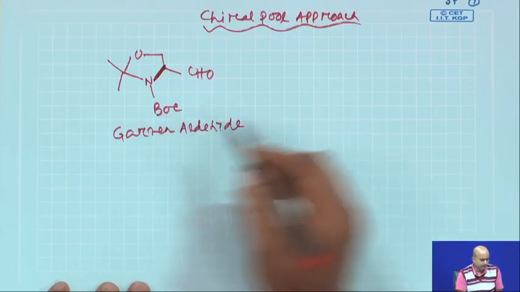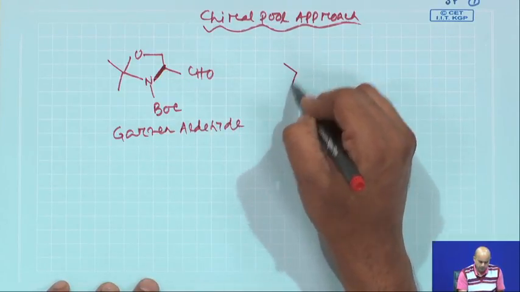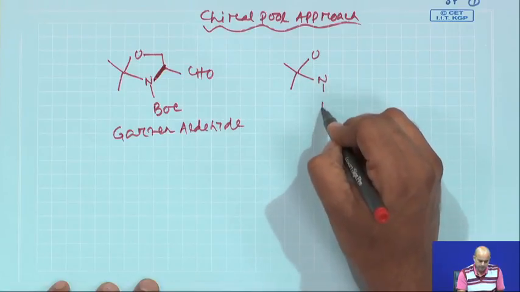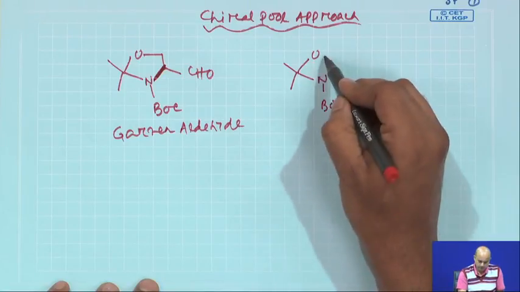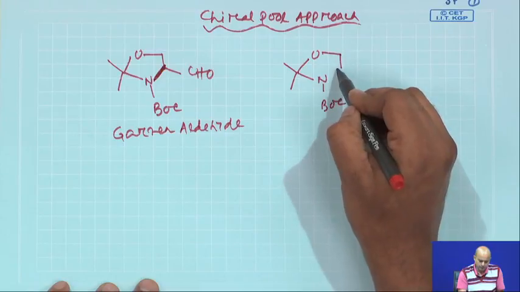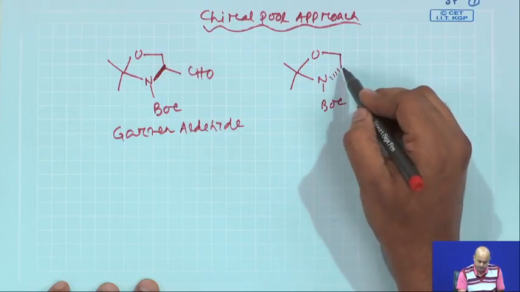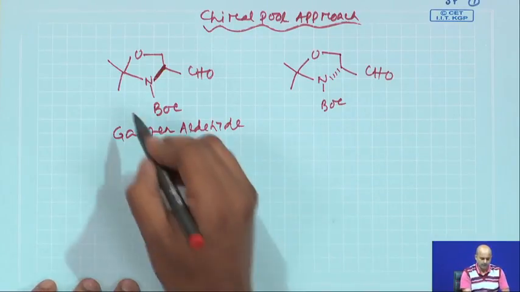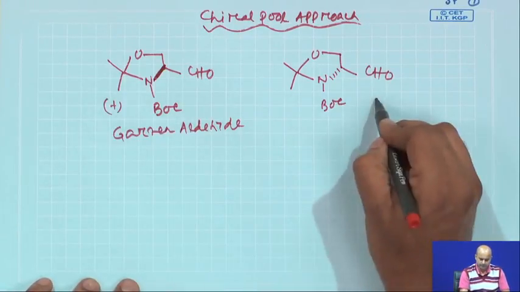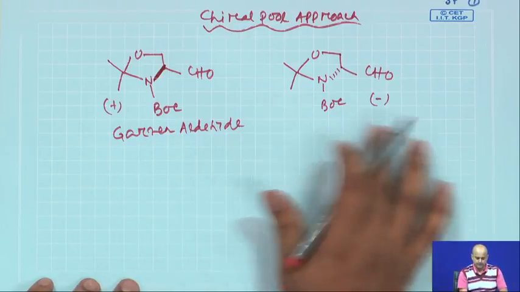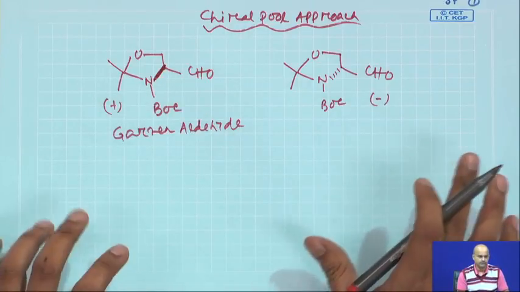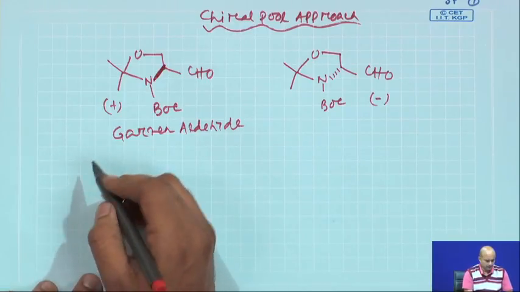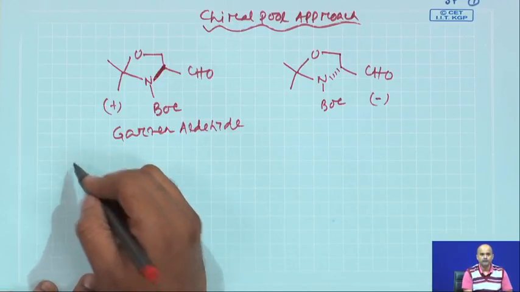Now, Garner aldehyde, both the enantiomers you can prepare, and you can use those as a very good synthetic intermediate. I have drawn both the enantiomers of Garner aldehyde. I said this is plus, this is minus. In reality, I do not know what exactly this is, but this is just an assumption. And I am saying that this Garner aldehyde can be prepared from an amino acid as a chiral pool.